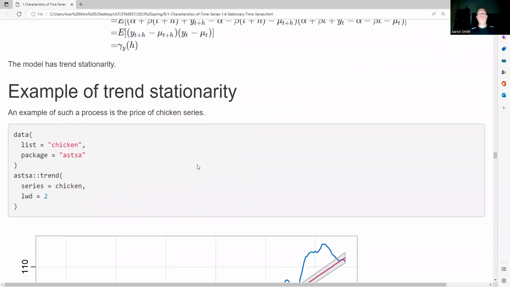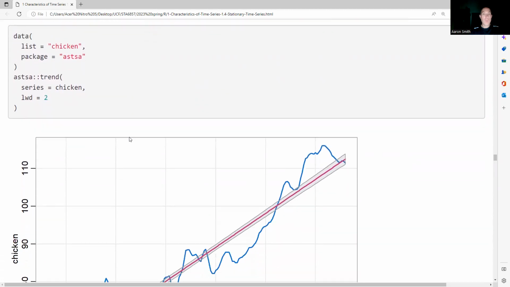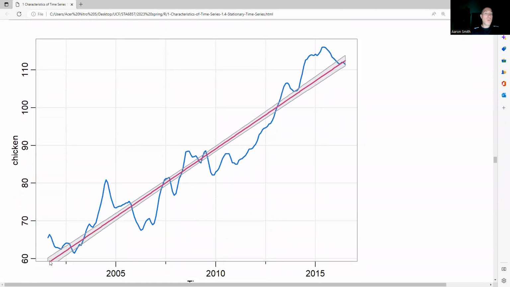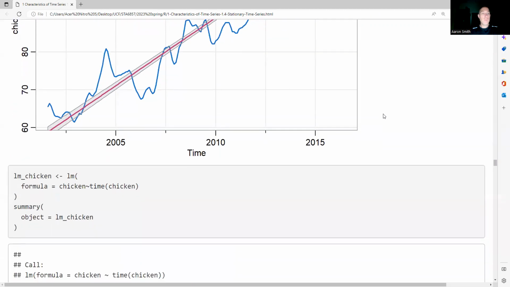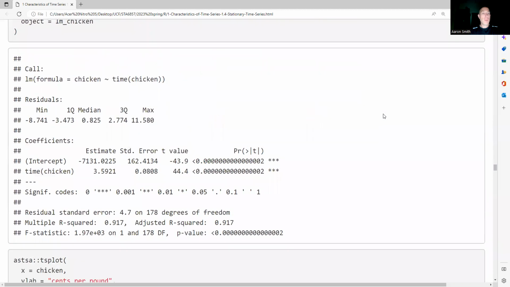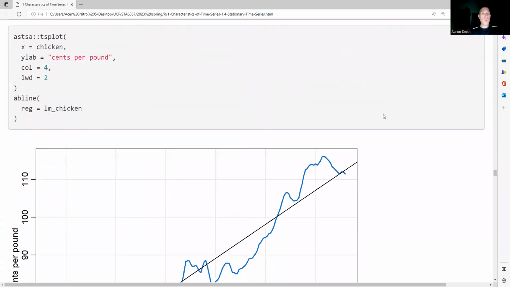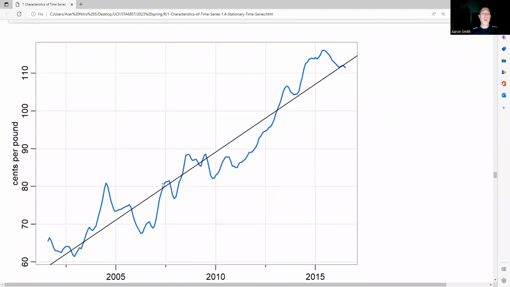All right, so let's run through an example. This is some data for the price of chicken. And here we can see that there's a trend going on and that there is a process going around it, about it, that's staying along this trend. And here is me just getting a little bit deeper into it, showing a slightly different way, using a linear model.